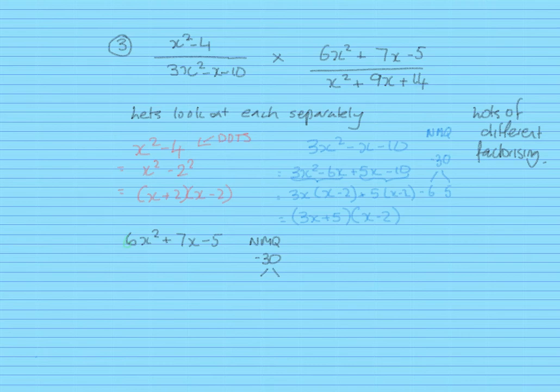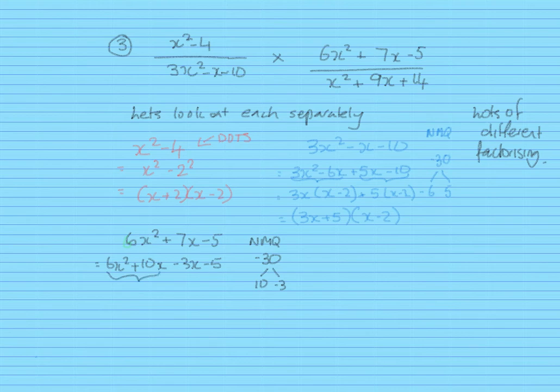So I'm thinking of 10 and 3. So I need the 10 to be positive and the 3 to be negative. And that will add to 7. Now I'm going to replace that 7x with 10x minus 3x. And I've still got the minus 5.